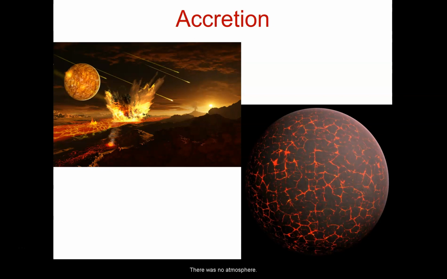There was no atmosphere. The surface was liquid, but mostly molten rock. Lots of volcanism. Lots of effects from the sun. Lots of comets hitting the Earth, and you can see it's in these artist renderings, it was a pretty nasty place to be.